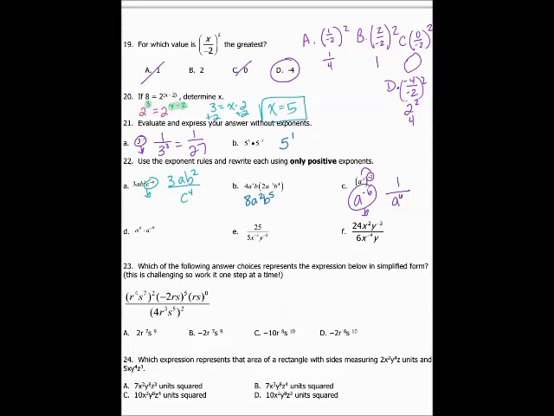On D, I would go ahead and combine those first, so we get a to the negative third. Can't keep that negative 3, so move it down. 1 over a cubed.